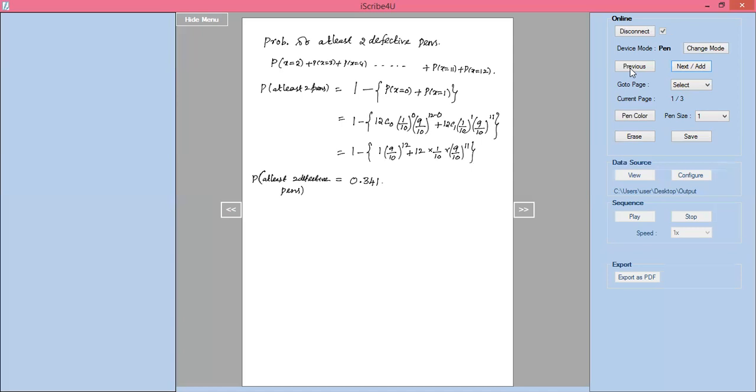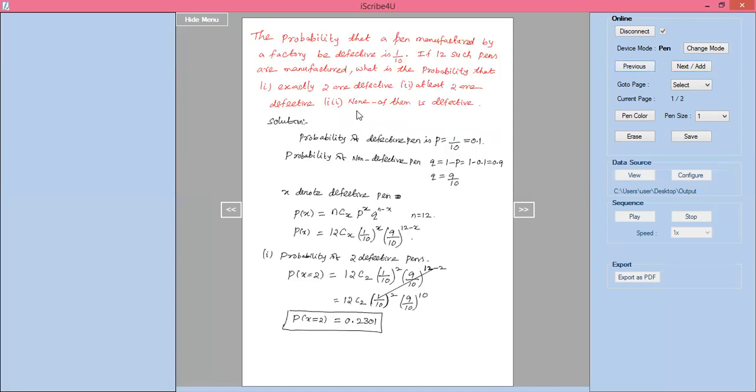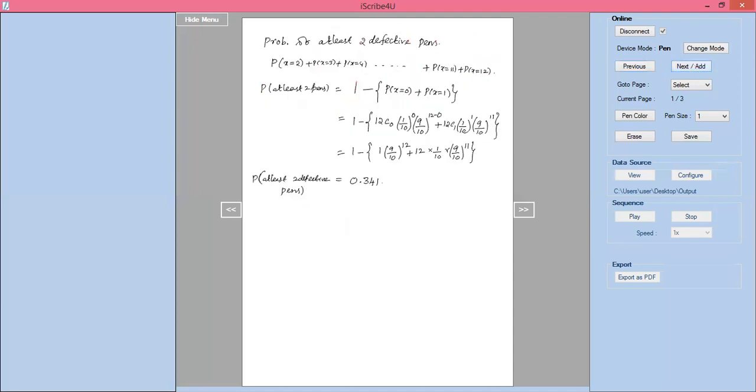Next, similarly, the third question is that none of them is defective. X denoted defective pens. None of them defective means X equal to 0, so you have to choose X equal to 0. None of them is defective means we have to find the probability of X equal to 0.